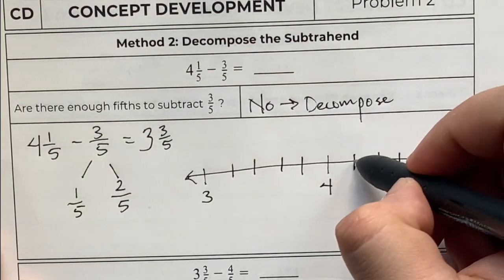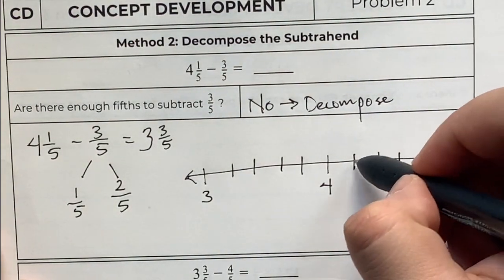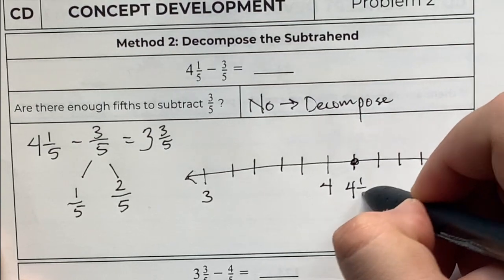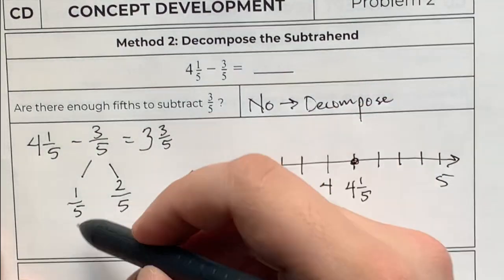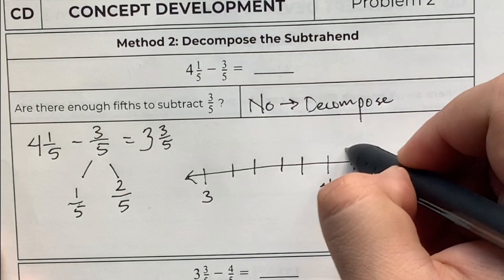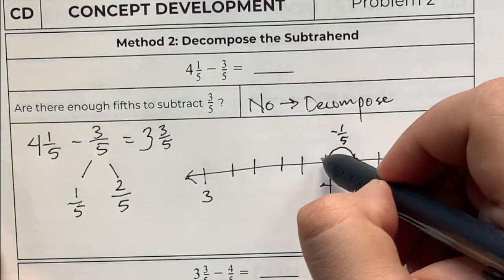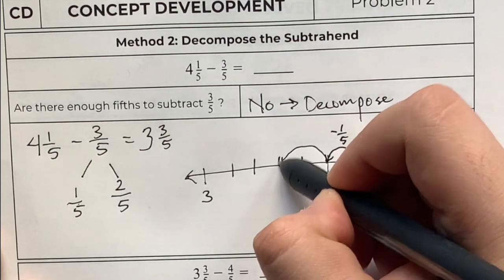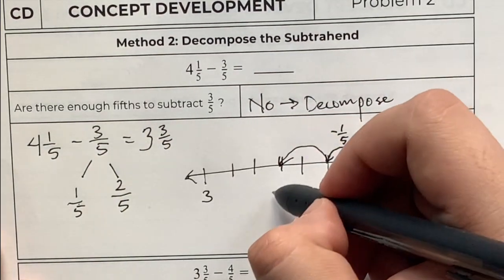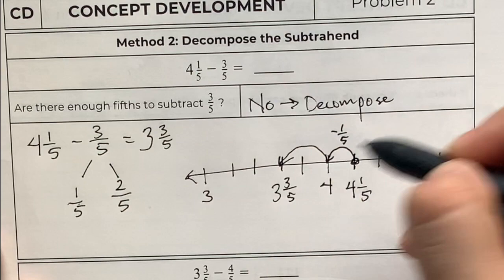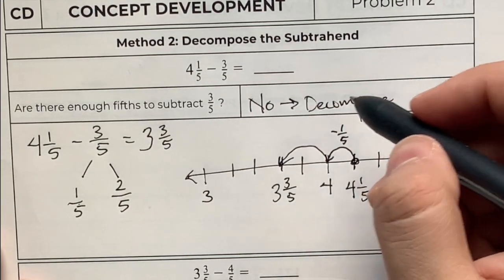So 4 1/5 is where I start. And I'm making 2 jumps here. First, to take away the number that would get me to a whole number, so minus 1/5. And then taking away the other 2/5 of 3/5. So I have 3 3/5. That's my answer.